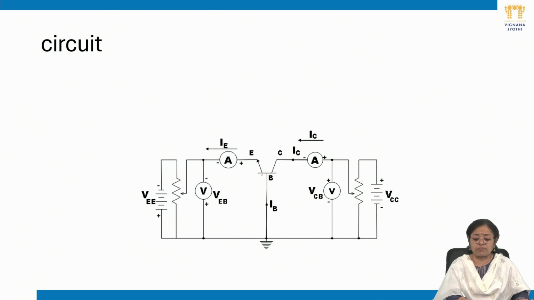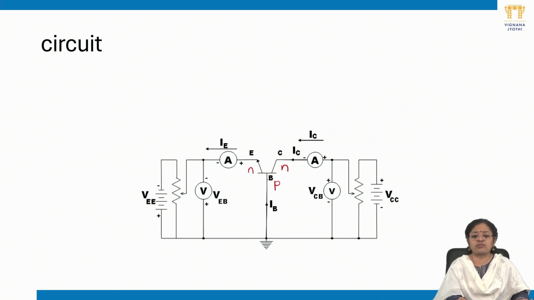Here we have taken an NPN transistor. The arrow is showing the NPN transistor: emitter, base and collector. The emitter-base junction, EB junction, should be forward biased. We are in the active region.